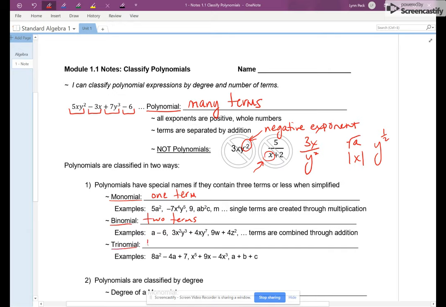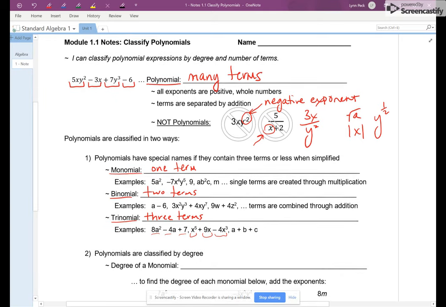Trinomial, when we start stringing 3 terms together, anything beyond this doesn't have a special name. So you can see we have 3 separate terms in each of these examples. X to the 5th, 9x, negative 4x cubed, a, b, and c, all separate letters. If it was a plus a plus a, and you could simplify them, you have to simplify first before you classify.